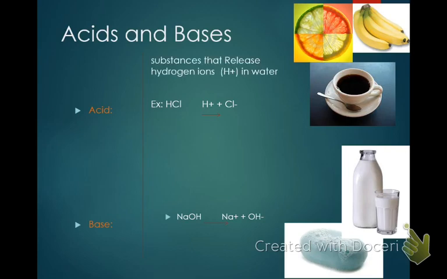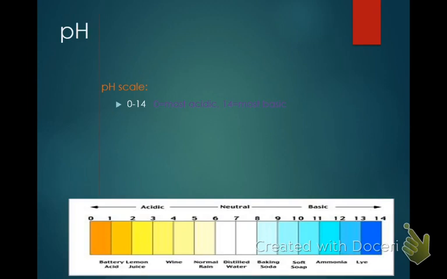So an acid is anything that releases hydrogen ions in water, okay? For example, hydrochloric acid releases H positive hydrogen ions in water. A base is anything that will release a hydroxide ion or an OH negative in water, okay?